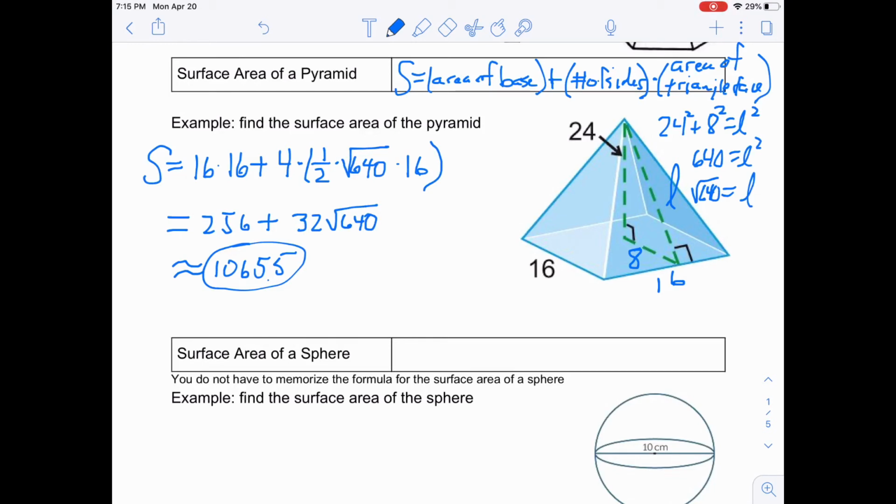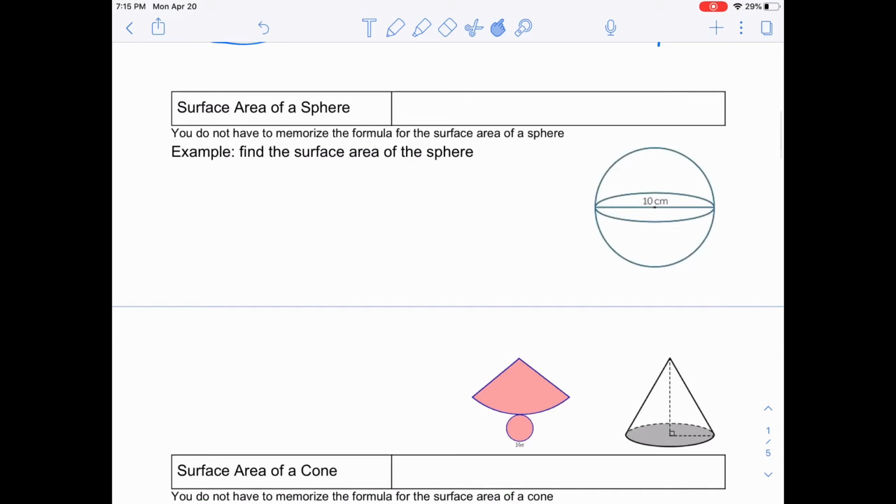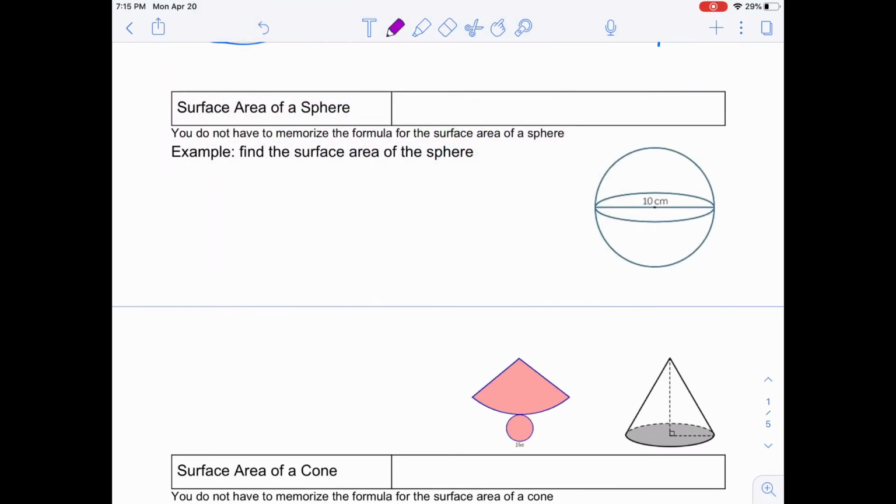All right, now let's talk about a sphere. Sphere is totally different. It's just a formula that we're going to use. This is not a formula that we're going to memorize. Instead, we're going to just have the formula to use. The surface area of a sphere equals 4 times pi times the radius squared. So all we need to know is the radius of our sphere, and then we'll substitute that in to get what our surface area is.